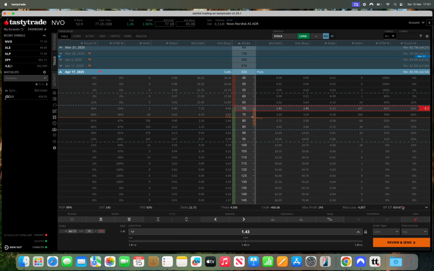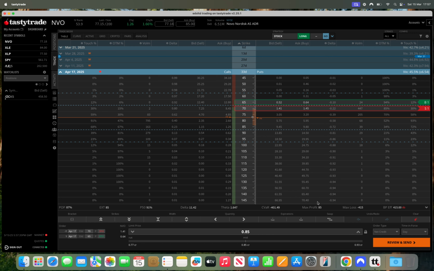You might not want to allocate that to your portfolio or to this position or whatever it might be. What you can do is simply use some of this premium to buy another contract a little bit further out, and that's going to limit your loss. As you can see now, our max loss has been significantly reduced, and so has our buying power.